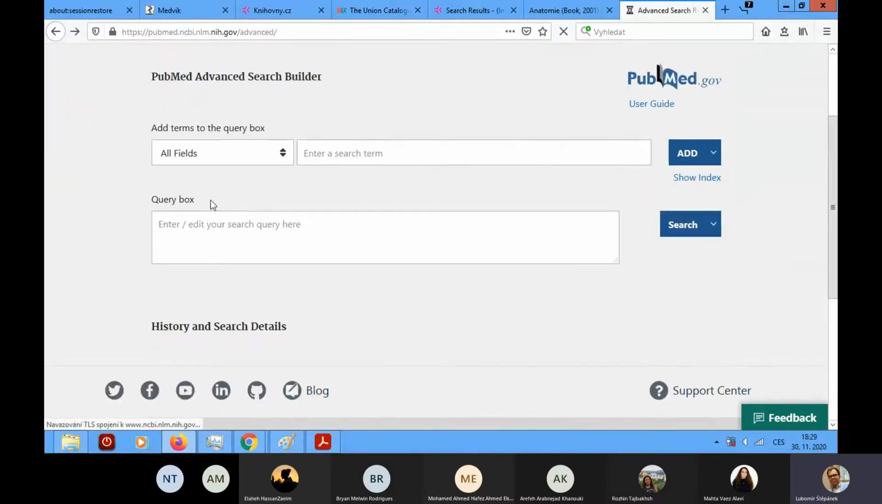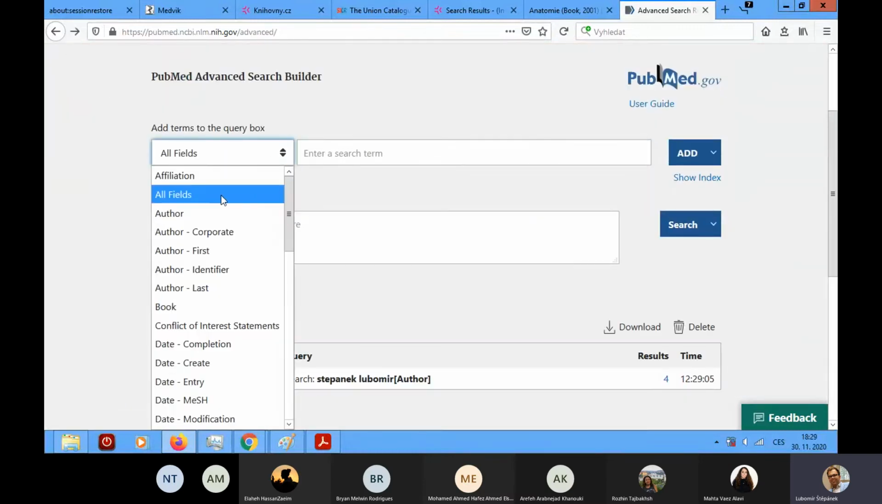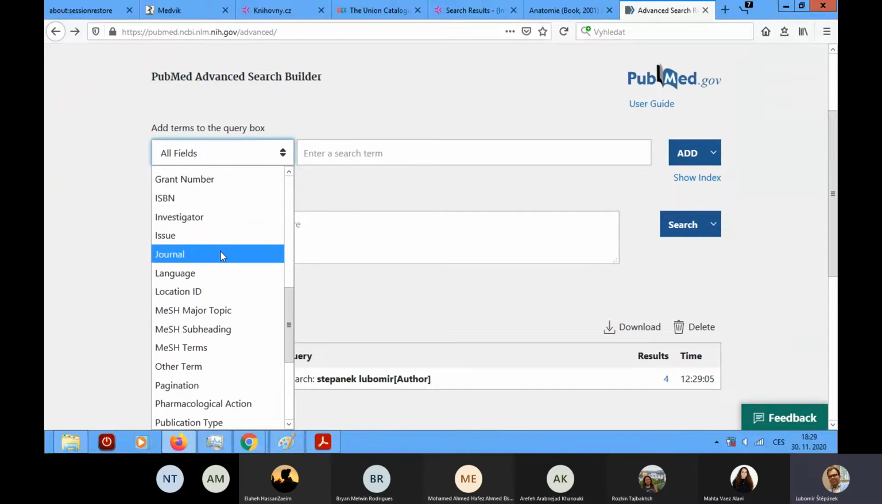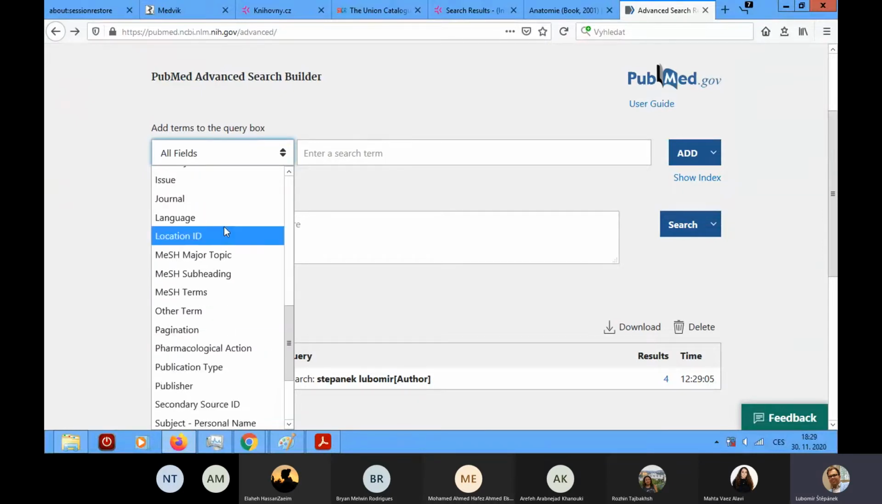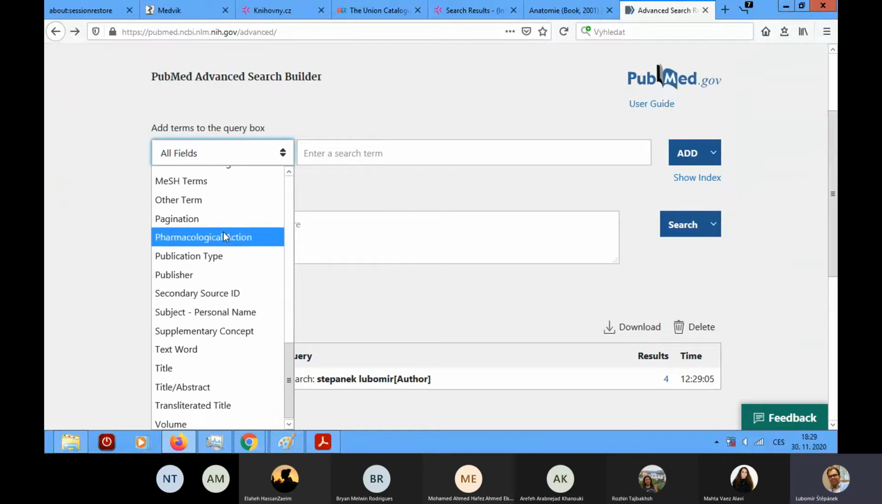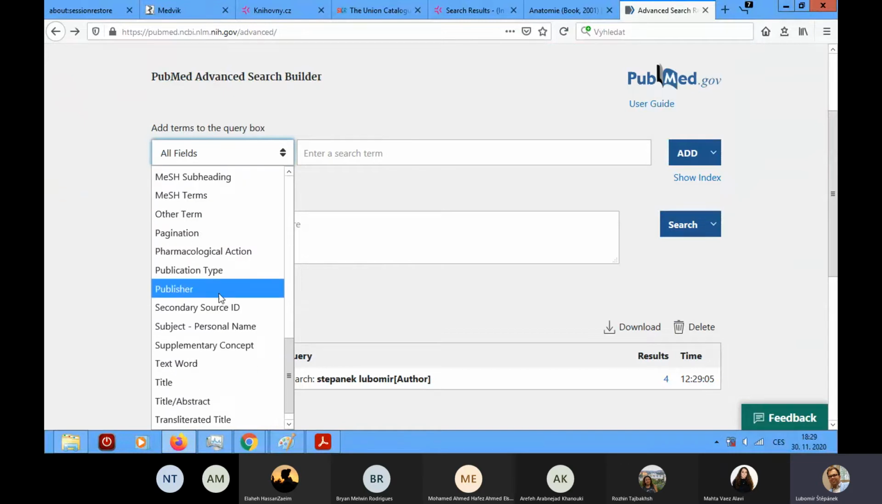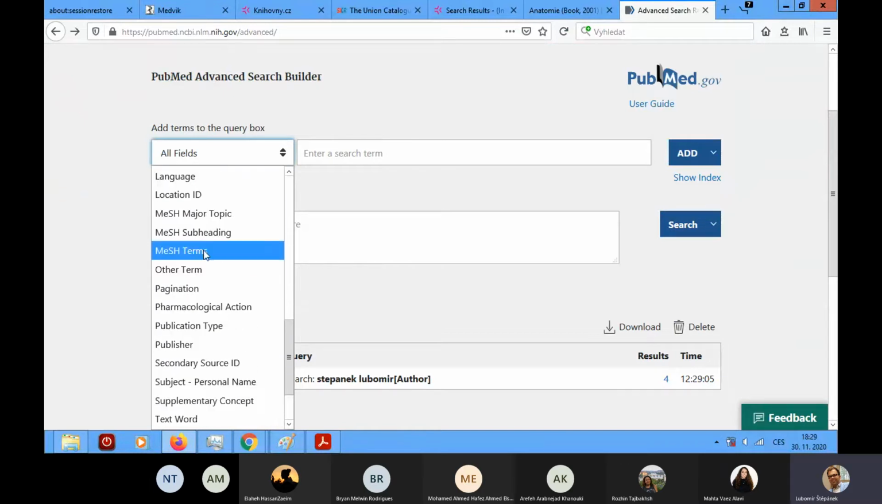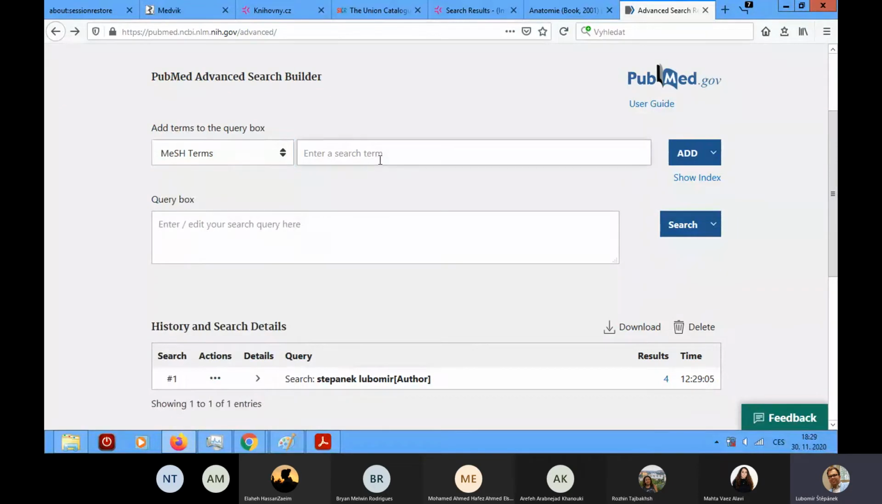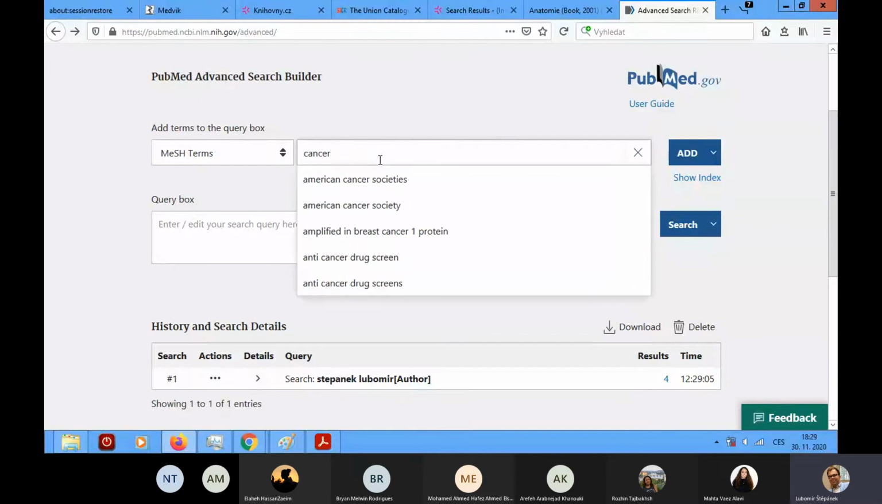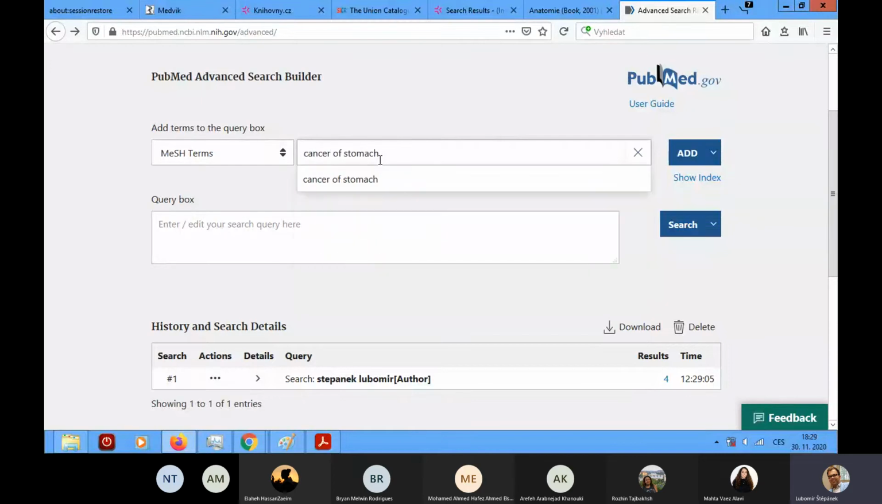Okay, you can search by authors, but definitely the most convenient way to search for some topic is to use the MeSH term. So, for example, as I told you, cancer of the stomach.